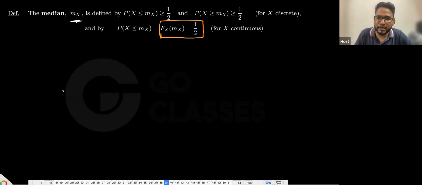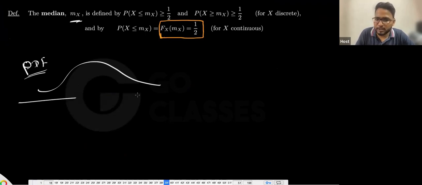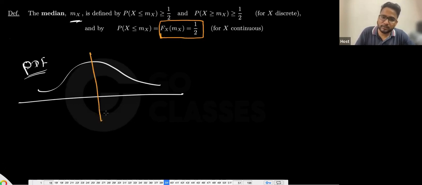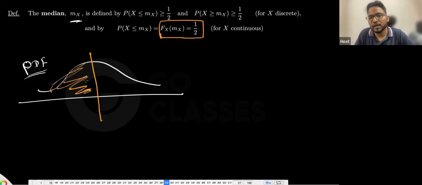It says the probability, let's suppose there is some PDF of the continuous, it could be a normal distribution or some other distribution. They are saying that the median is some point, and if I call this the median, then you will say that there are half the number of points with X less than or equal to the median. I mean, if you draw the samples, half the points will come less than or equal to this particular median.